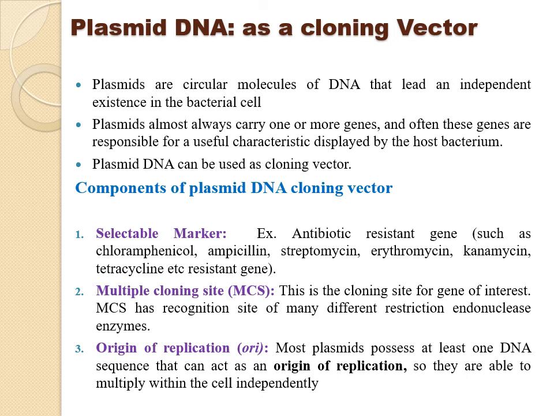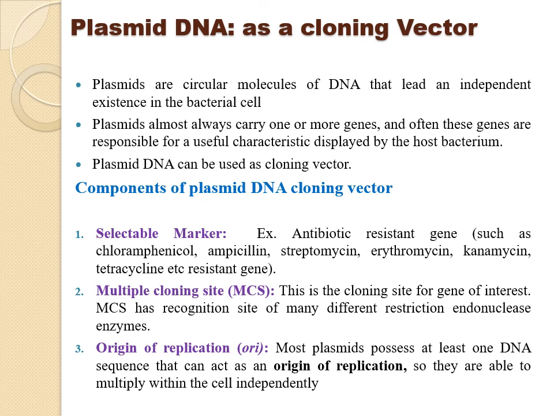All right, so let's come to the components that a DNA cloning vector must possess so that it can be called a cloning vector. The first point is the selectable marker, as you can see. Some examples of selectable markers are antibiotic resistance genes, such as chloramphenicol, ampicillin, streptomycin, erythromycin, kanamycin, tetracycline, etc. Many sorts of resistance genes. The second point is the multiple cloning site. This is the cloning site for the gene of interest, and it has recognition sites of many different restriction endonuclease enzymes. I'll be explaining what restriction endonuclease enzymes are and what all of these terms mean. These are among the most important enzymes involved in gene cloning, for ligation and cutting, which I'll explain in the coming slides.